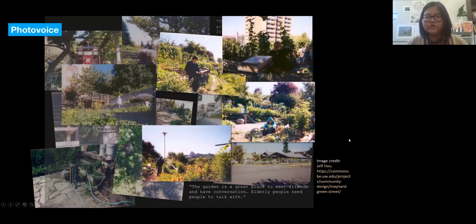Today there are also a lot of landscape researchers using this as a method. This is by Jeff Hou, a professor at the University of Washington, Seattle. They're doing the Maynard Green Street project, and they invite people to post pictures of how they're using the site now, what is important to them, and who is actually using this place. They found out that elderly people are using this space to talk to other people. So this is a reflection of their daily life.